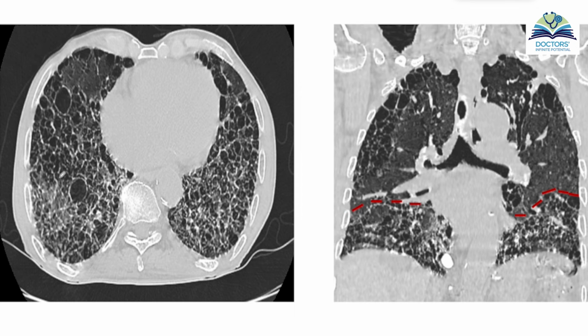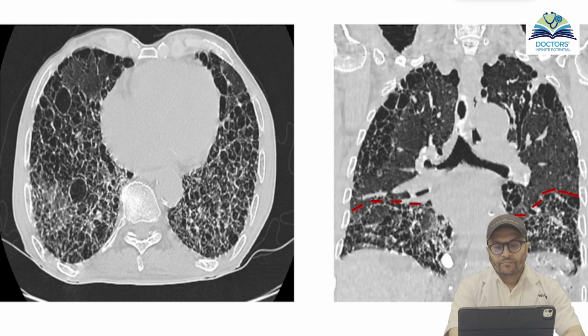In this image, the axial image shows exuberant honeycombing in bilateral lower lobes, a very severe form of fibrosis with few areas of normal lung. Almost more than 70% of the lung has to be involved to say that it is exuberant honeycombing.